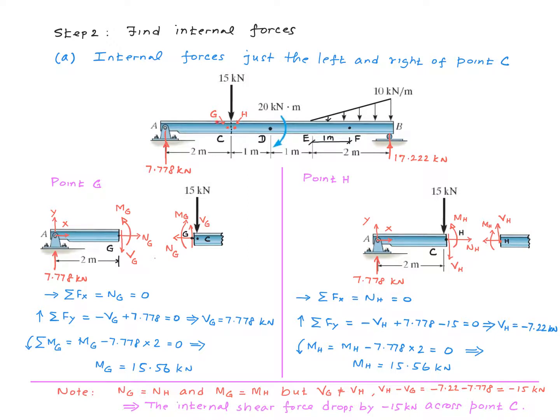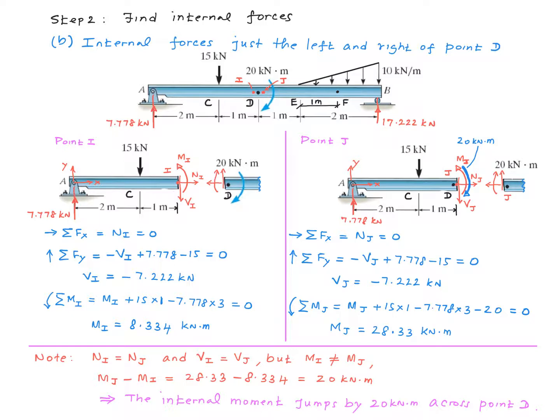This is due to the fact that there is a point load acting vertically down at point C, and the value of the point load is 15 kilonewton. And this fact will be made use of in a method that we will learn in another video. Next, let's focus on the internal forces just to the left and right of point D. Here are my analyses for those.